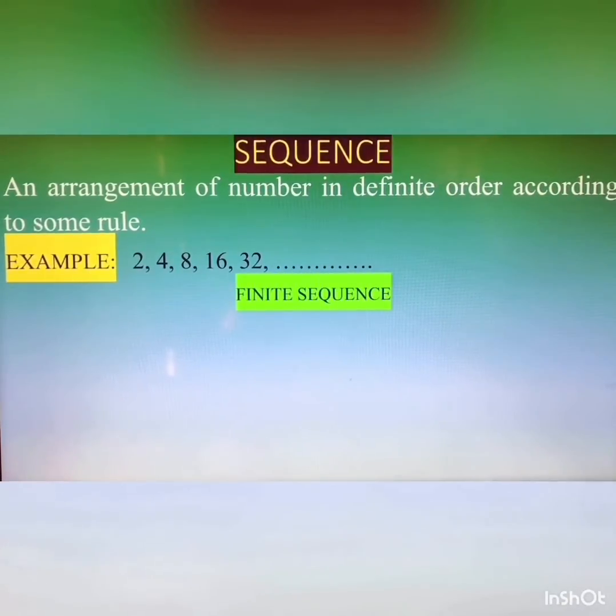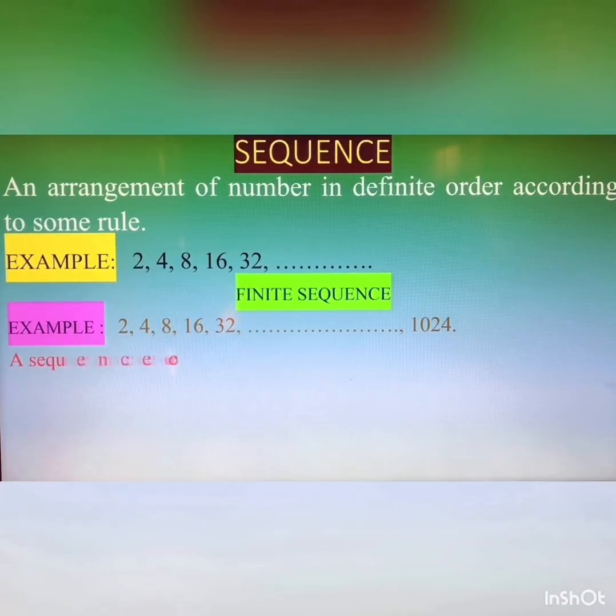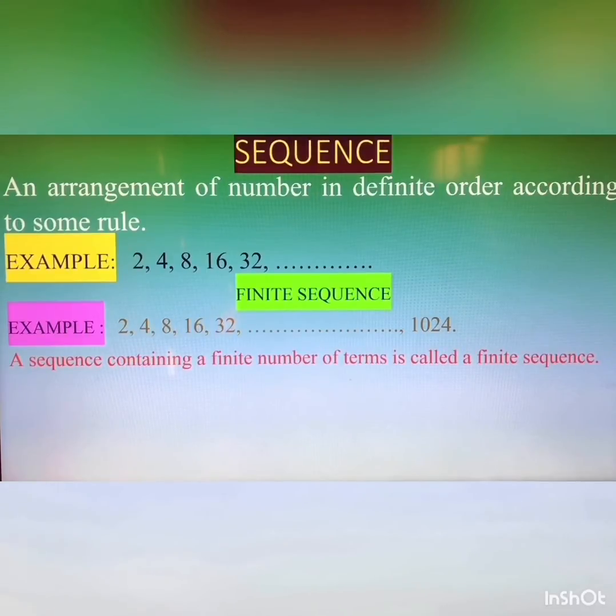After that, finite sequence. What do we mean by a finite sequence? For example, in this sequence, some numbers are fixed. If the numbers are fixed, then that type of sequence is called a finite sequence. A sequence containing a finite number of terms is called a finite sequence.